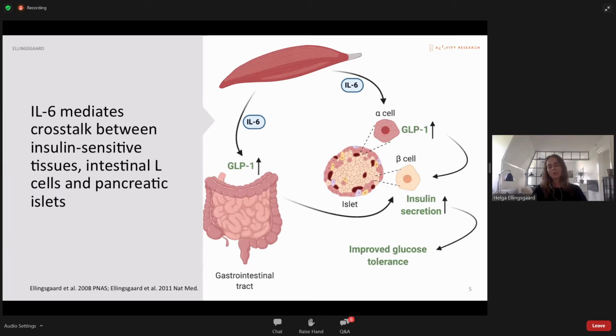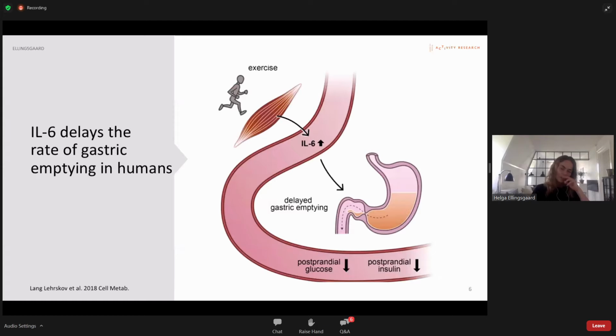So in mice, at least, we showed such a crosstalk between organs. And in this case, it was specifically between skeletal muscle and intestinal L cells and pancreatic islets. And when we tried to take this finding into a human setting, we did so by infusing recombinant human IL-6 into humans, and found, similar to in mice at least, that IL-6 improved glucose tolerance. However, this improved glucose tolerance was mediated by a delay in the gastric emptying rate rather than an increased insulin secretion, as we had observed in the mice.